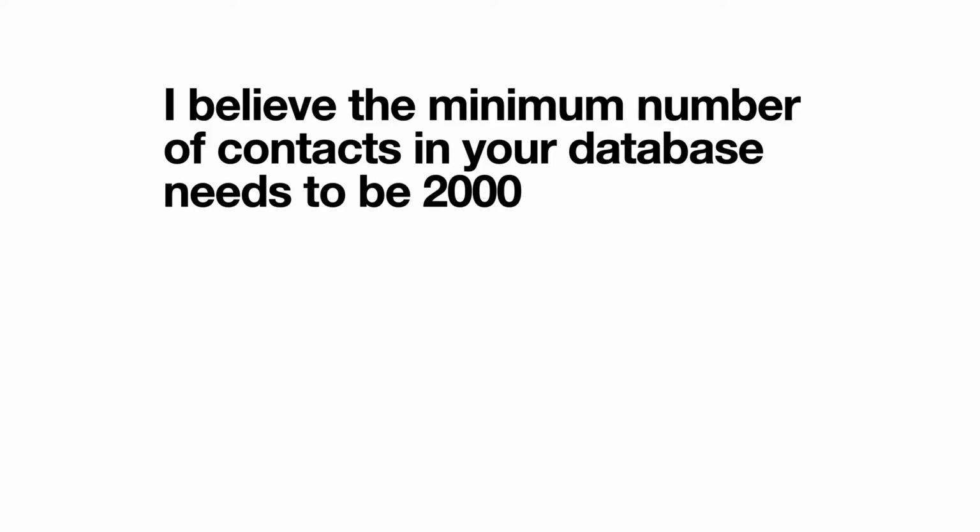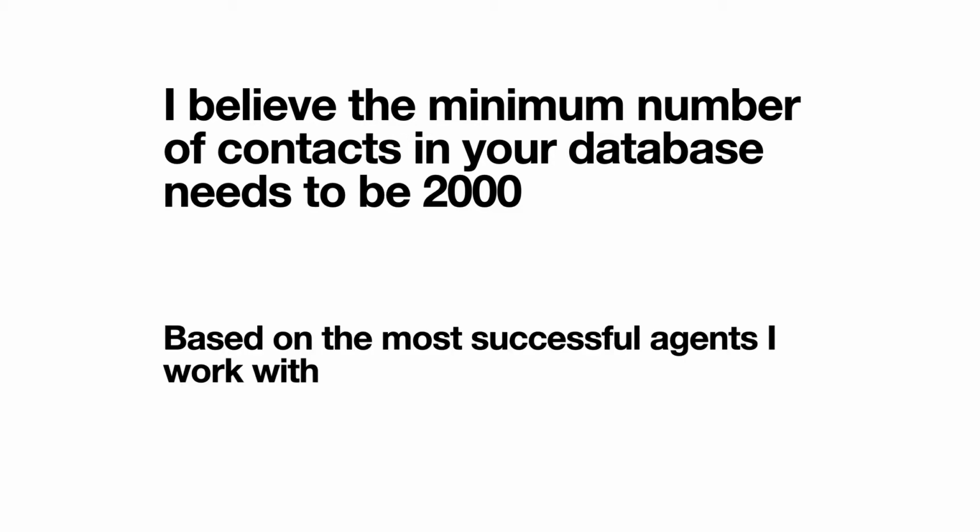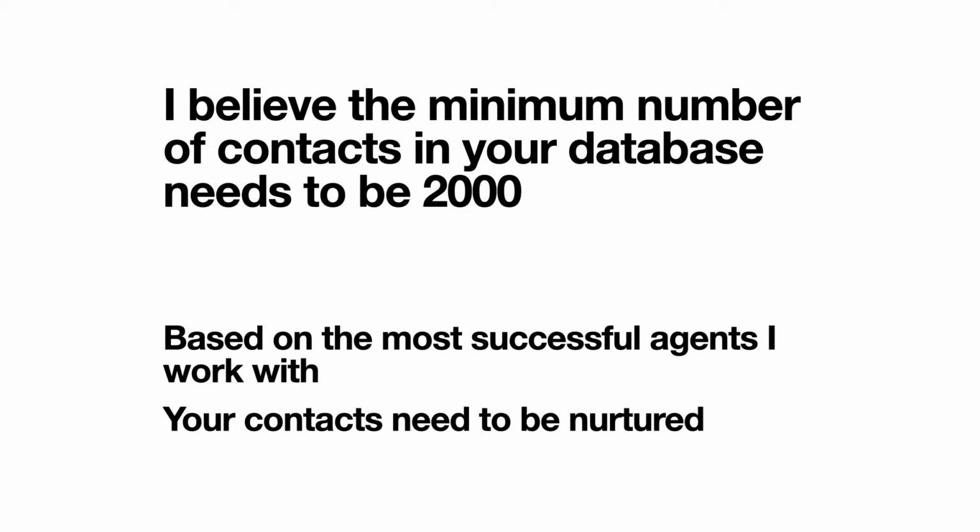I believe the minimum number of contacts in your database needs to be 2,000. And a couple of caveats. I'm saying this because I'm basing it on the most successful agents I work with. They have a minimum of 2,000. Some have 10,000. Quite frankly, the more contacts they have, the more listings and sales they can expect.